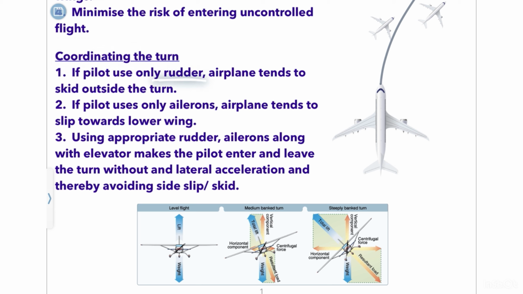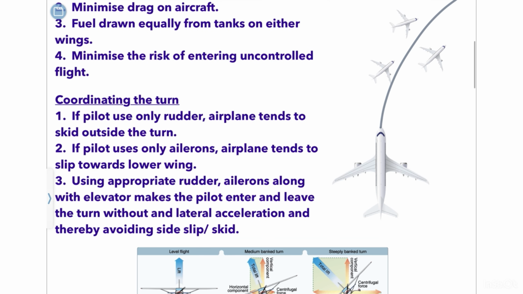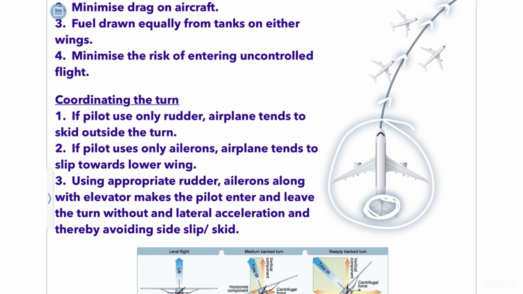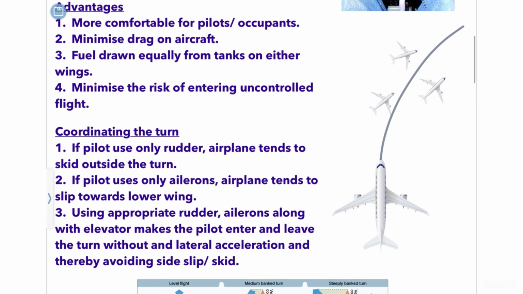If the pilot is using only the rudder, the airplane tends to skid outside the turn. As you can see in the figure, this is the aircraft trying to make a turn, and this is the true path it's supposed to take. If only the rudder is used, the aircraft is pushed this side, there is an opposite force, and the aircraft will tend to go in this manner. As you can see, this is the aircraft orientation, and then it will skid from the original path, which leads to further problems which I have already discussed.